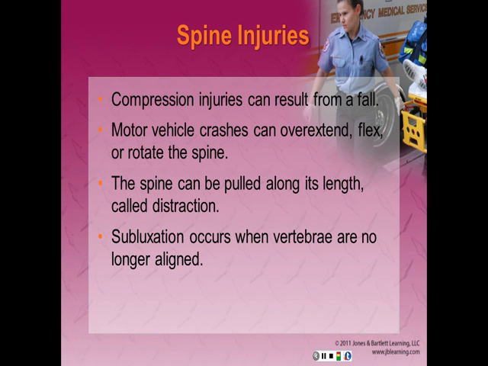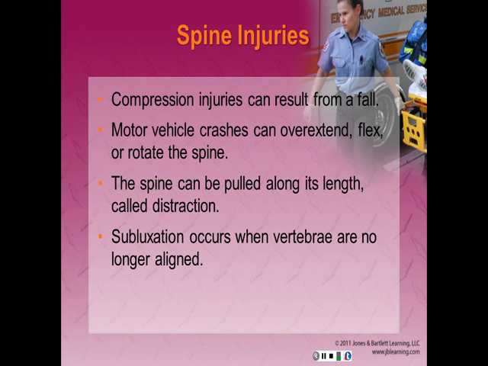The cervical, thoracic, and lumbar portions of the spine can be injured in a variety of ways. Compression injuries can result from a fall, regardless of whether the patient landed on his or her feet, coccyx, or on the top of their head. Motor vehicle crashes or other types of trauma can overextend, flex, or rotate the spine. Any one of these unnatural motions, as well as excessive lateral bending, can result in fractures or neurologic deficit. When the spine is pulled along its length, this is called distraction, and it can cause injury.